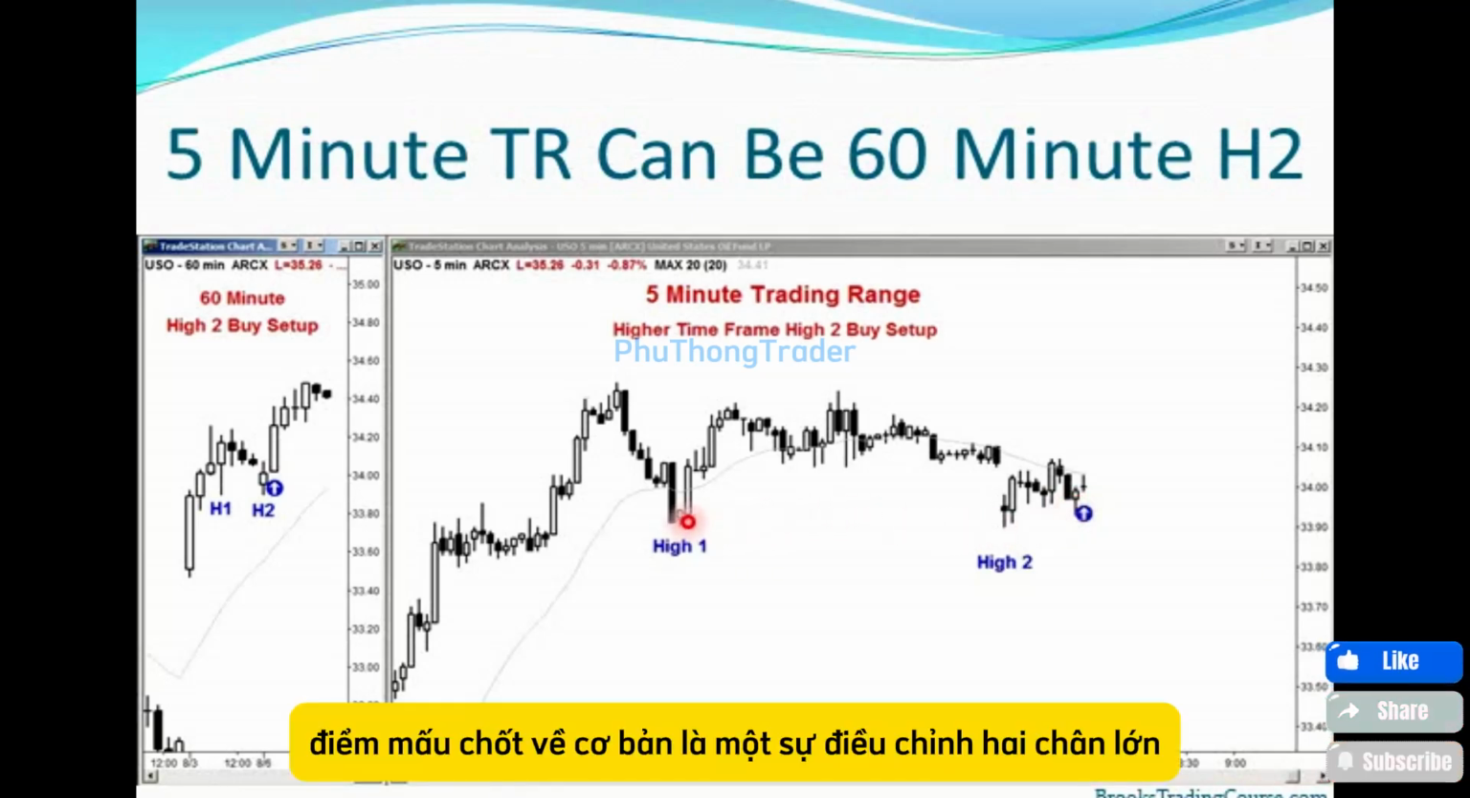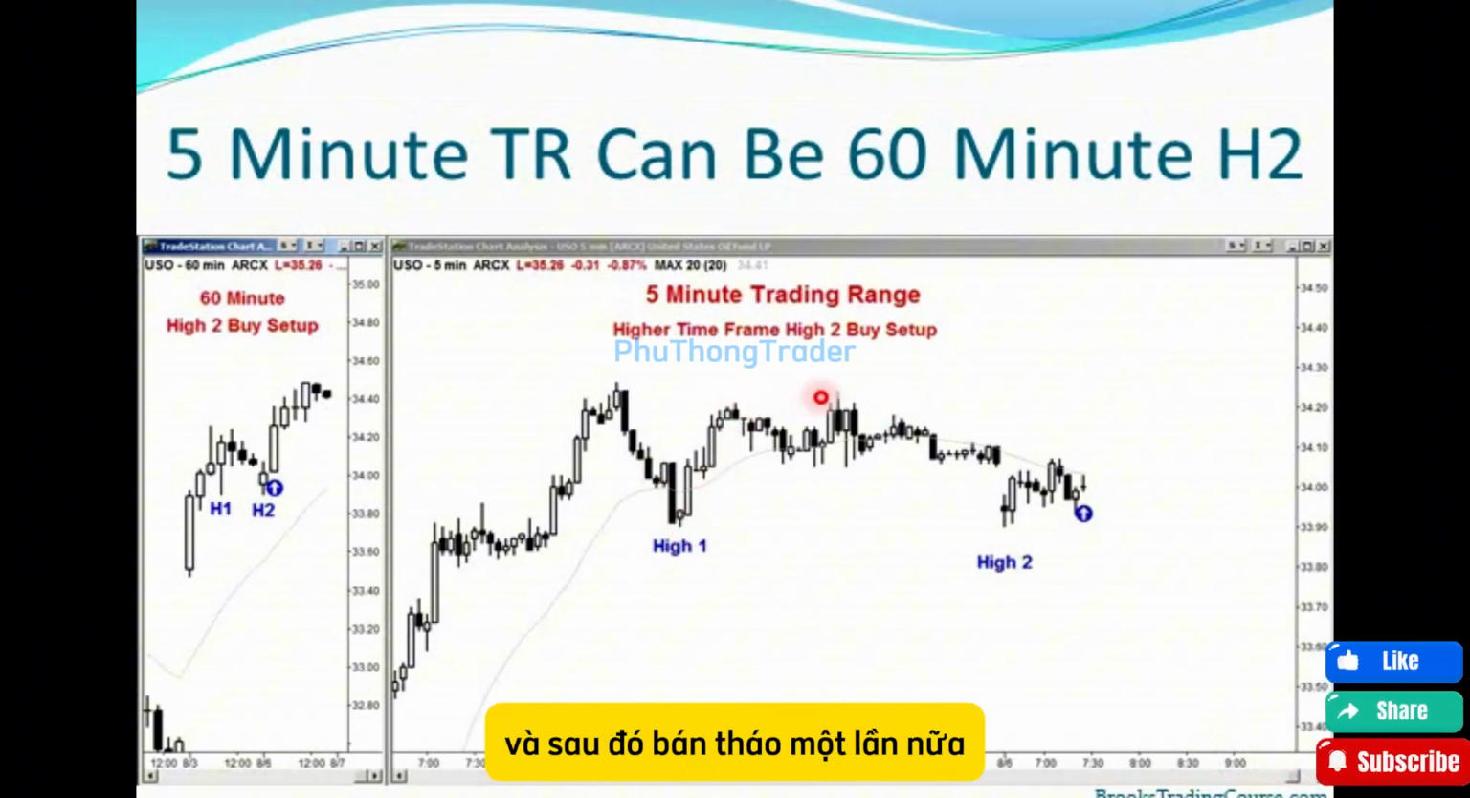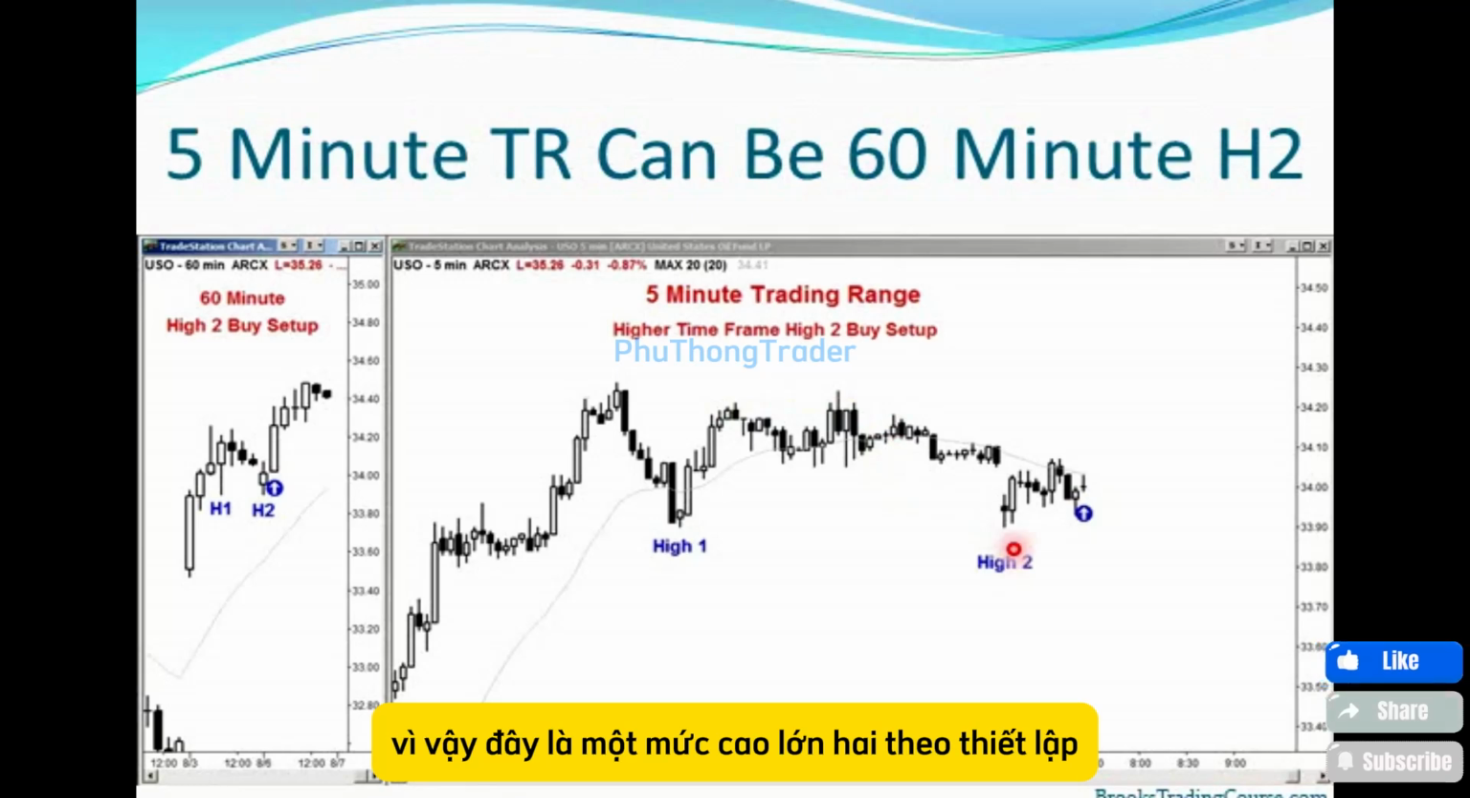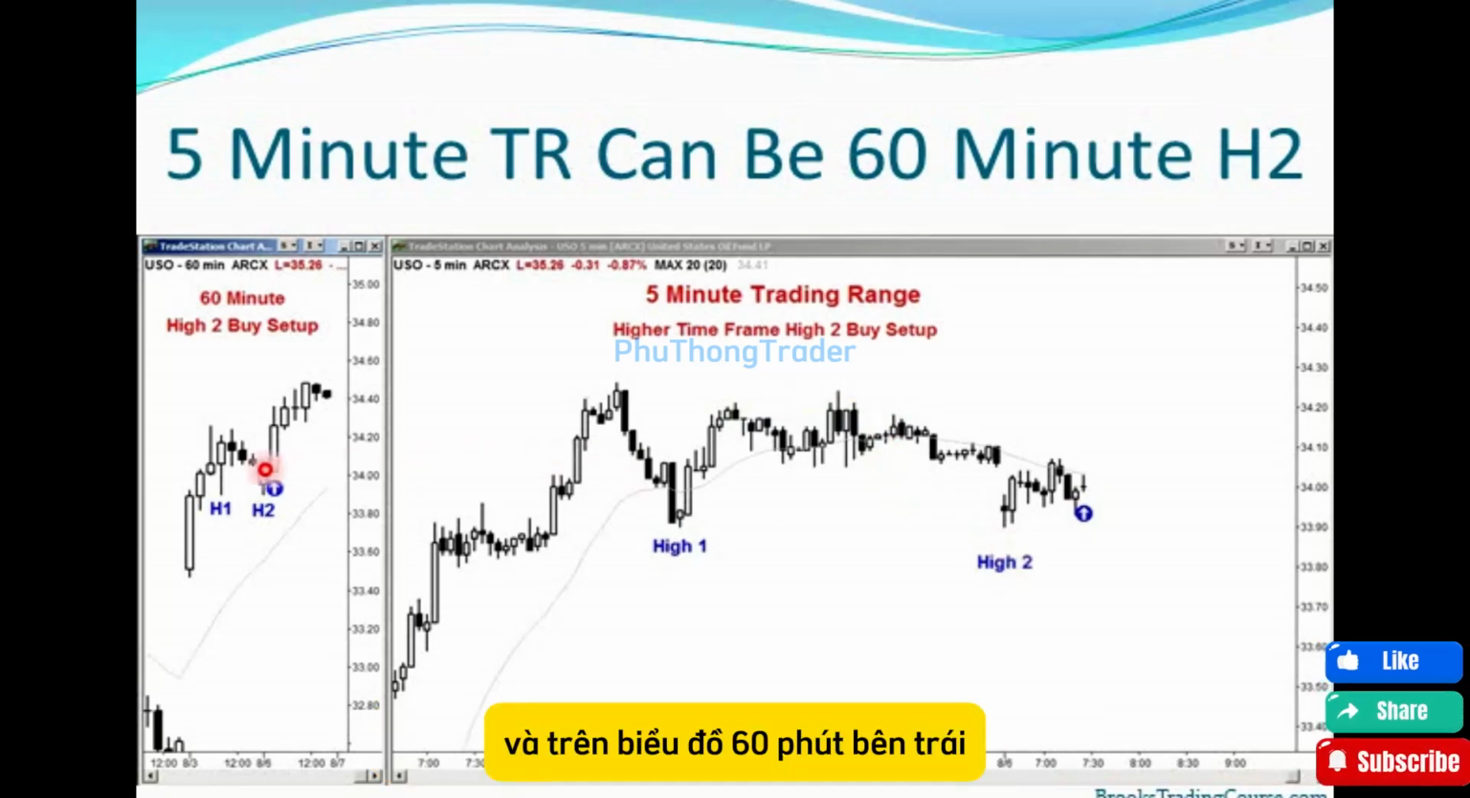Bottom line, it's basically a large 2-legged correction. A sell-off here, the market attempted to resume through here, and then sold off again. So this is a large high 2 buy setup. And on the 60-minute chart on the left, that's what it was.